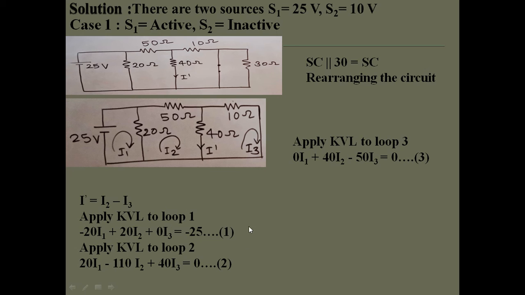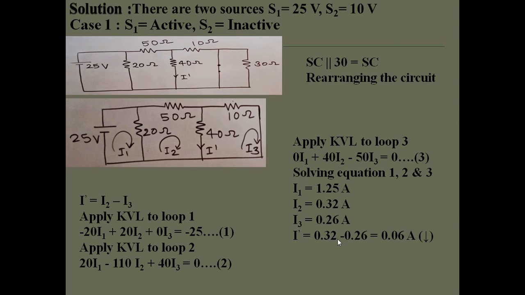After getting all the equations, we will solve them simultaneously, and the value of I1 is 1.25 ampere, I2 is 0.32 ampere and I3 is 0.26 ampere. Our I dash is I2 minus I3, so I dash will be equal to 0.32 minus 0.26, that is 0.06 ampere. Again the direction is downwards, so it is shown by the downward arrow.